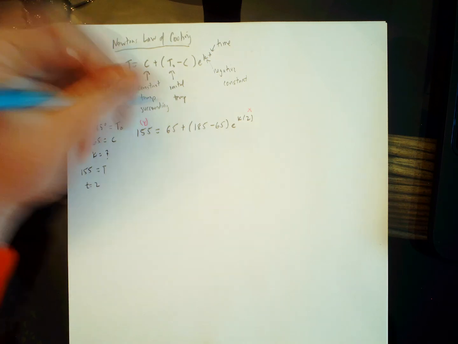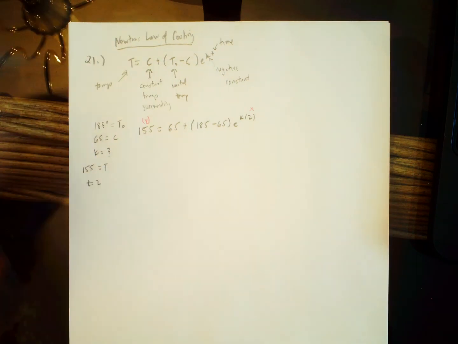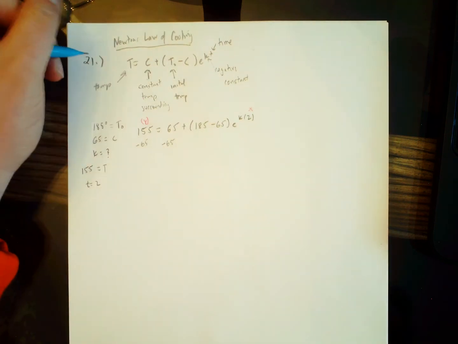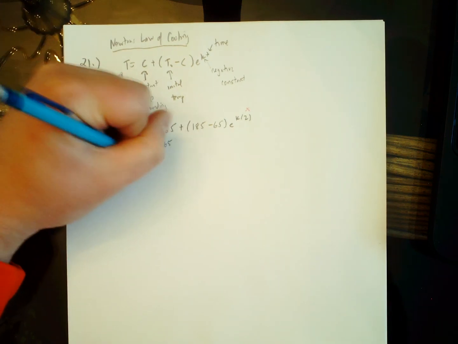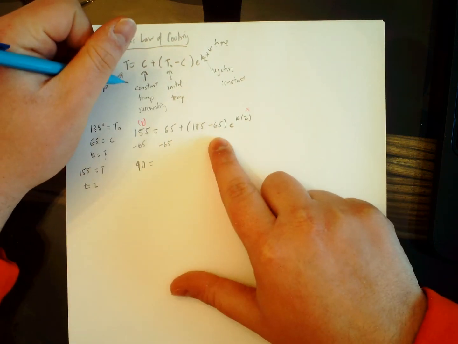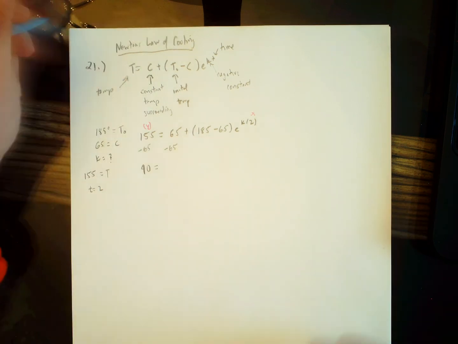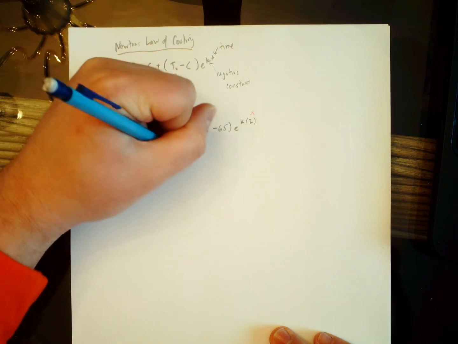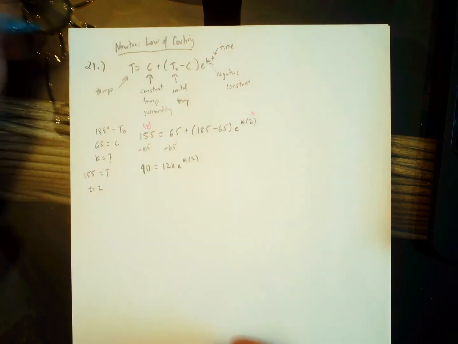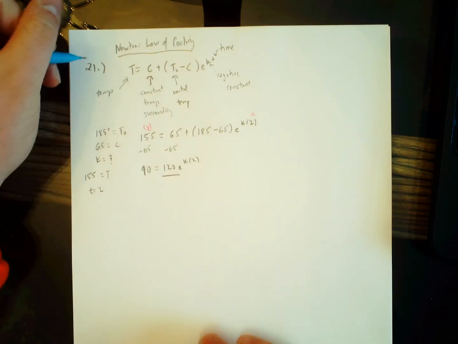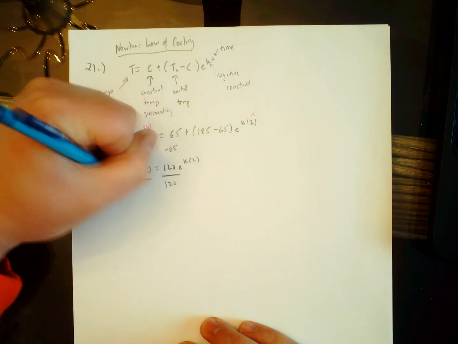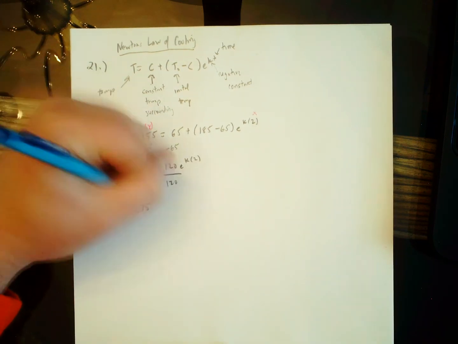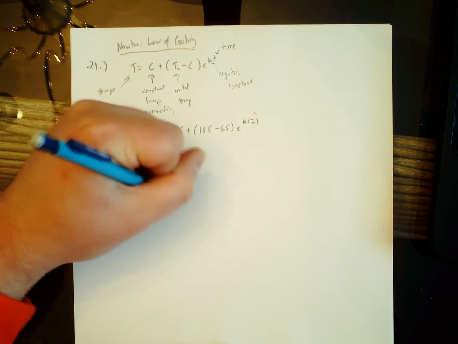So first thing I'm going to do is simplify what's in the parentheses, and I'm going to subtract 65 from both sides. So we subtract 65 from both sides. 155 minus 65 is 90. So 90 equals, now I'm going to simplify what's in the parentheses here. 185 minus 65 is 120. So I have 90 equals 120 e to the k times 2. I'm going to divide by 120. 90 divided by 120 is 0.75. So I have 0.75 equals e to the 2k.